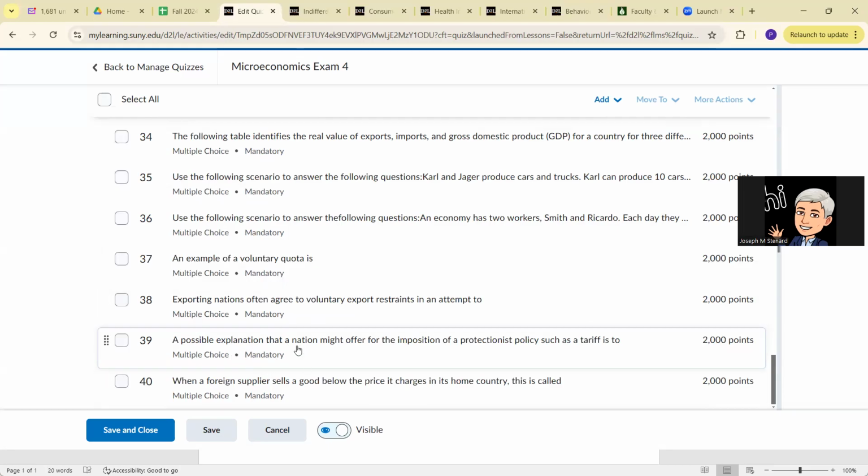A possible explanation that a nation might offer for the imposition of a protectionist policy, such as a tariff. We're talking about tariffs here. It's been in the news. When a foreign supplier sells a good below the price it's charged in the home country, it's called dumping. And that's it.